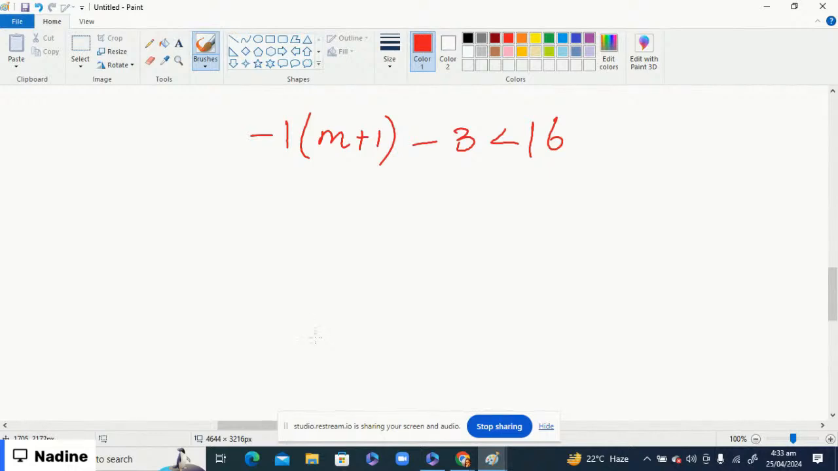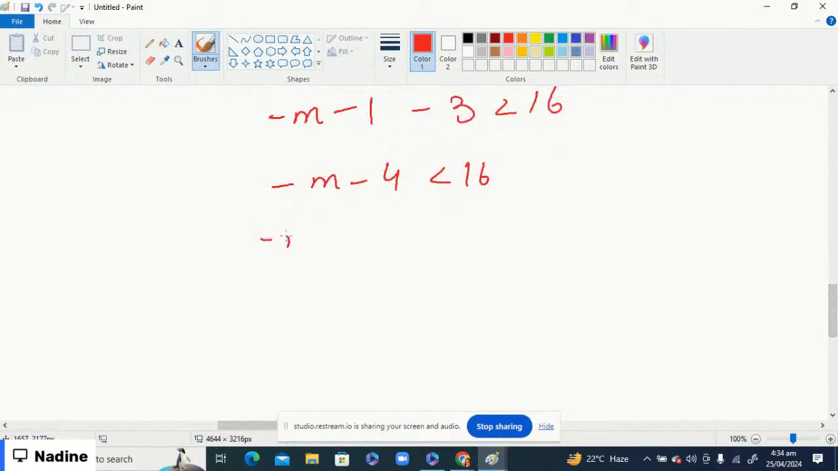This is so easy. Just simply first multiplying, then if you have some same numbers, move them to that side. Only the variable is left on the left side and numbers on the right side. So it's minus m, minus 1, minus 3, and 16. Minus m, minus 4, and 16. Adding 4 to both sides.